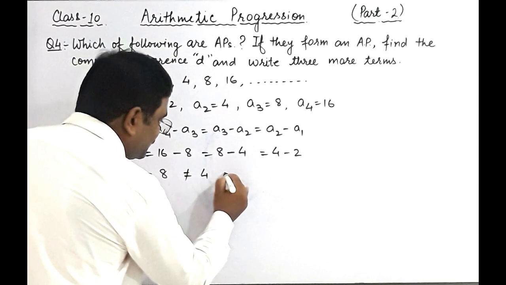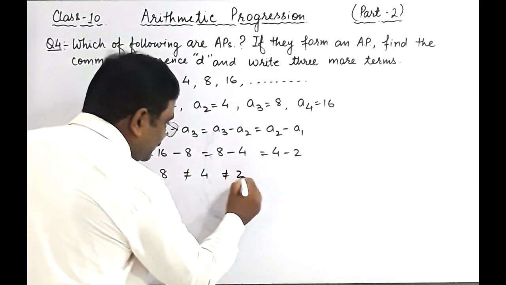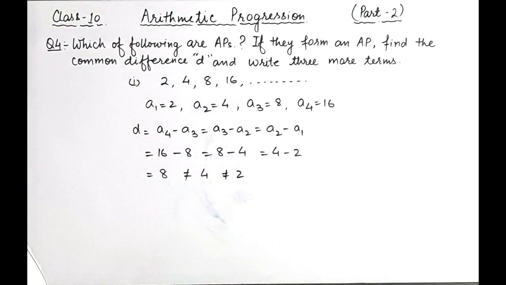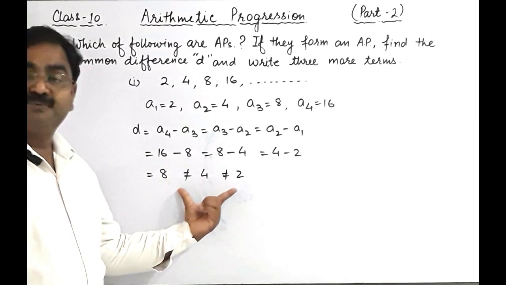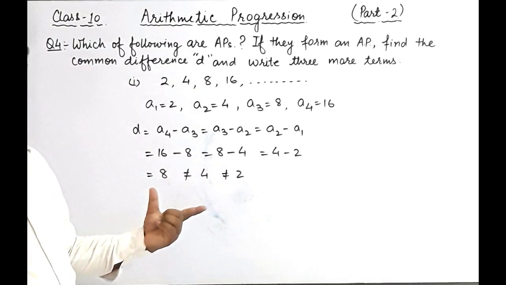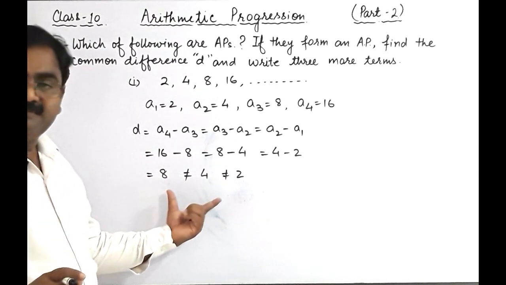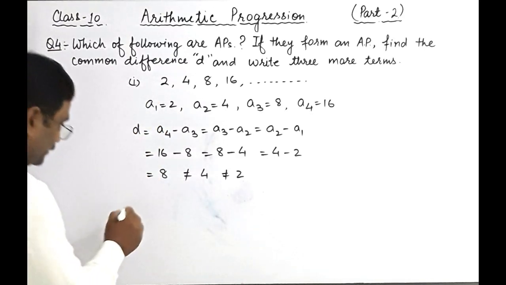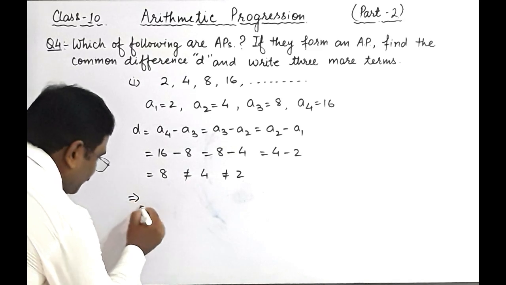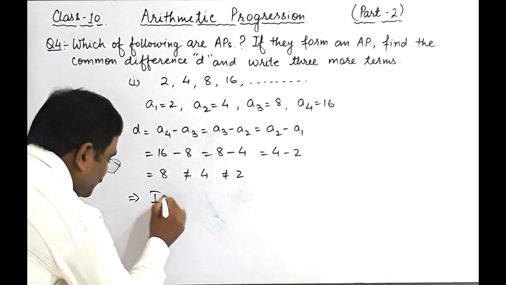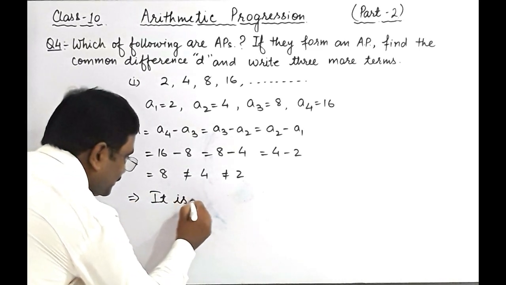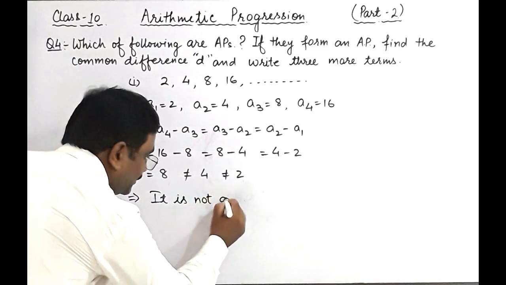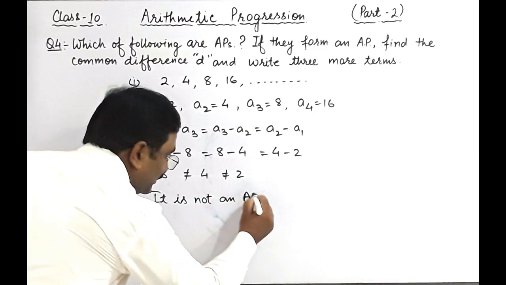And this one is also not equal. If they are not equal, it means their common differences are not the same. If the common differences are not the same, then this is not an arithmetic progression. Therefore, the given list of numbers is not an AP.